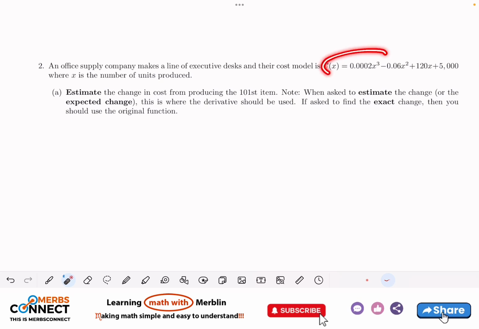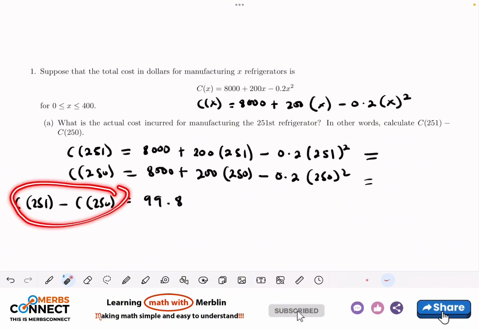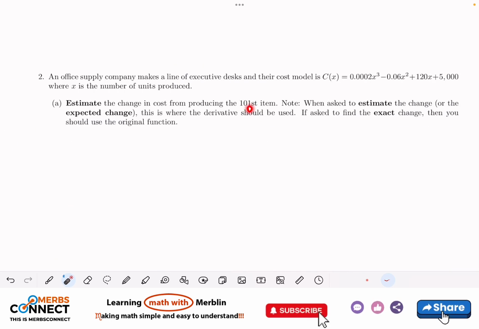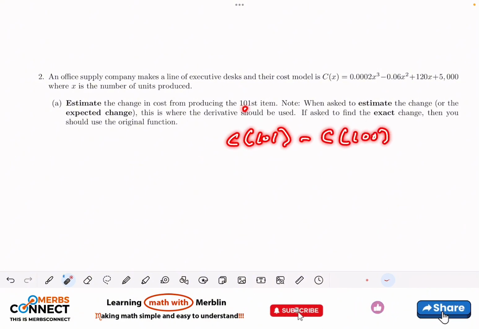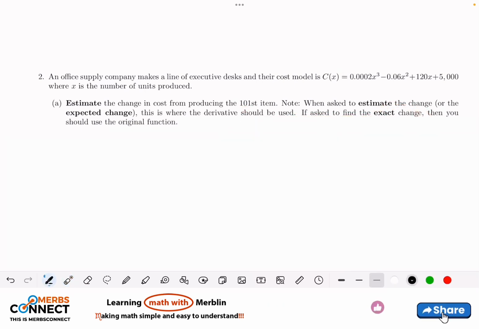So we are just going to differentiate the function, and then if asked to find the exact change, the exact change that we are going to find is like what we did here. This is the exact change. So we are going to have like 251 minus 250. So the exact change here will be C of 101 minus C of 100. So this will be the exact change that they are talking about here. Right. So let me go through and then assist you.